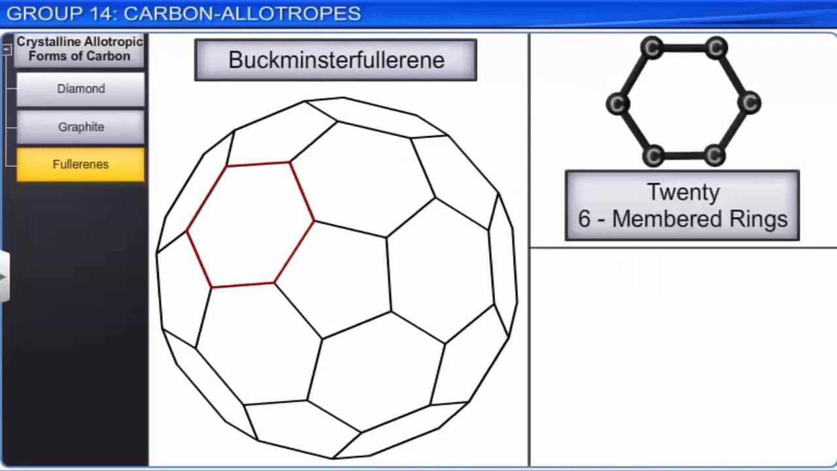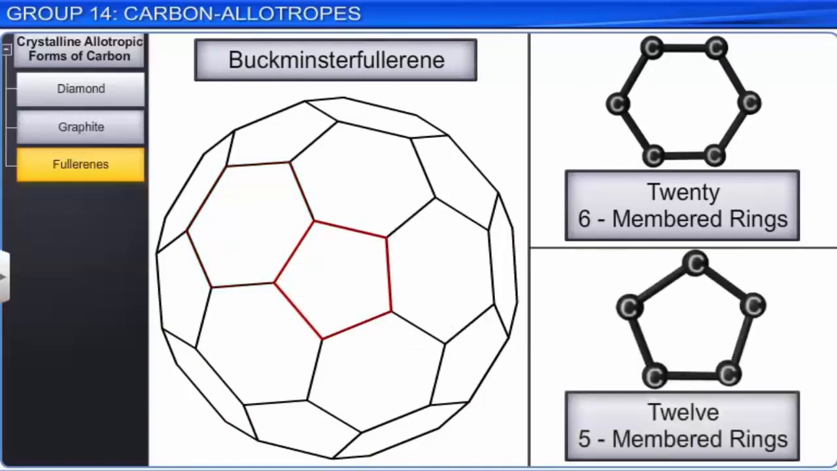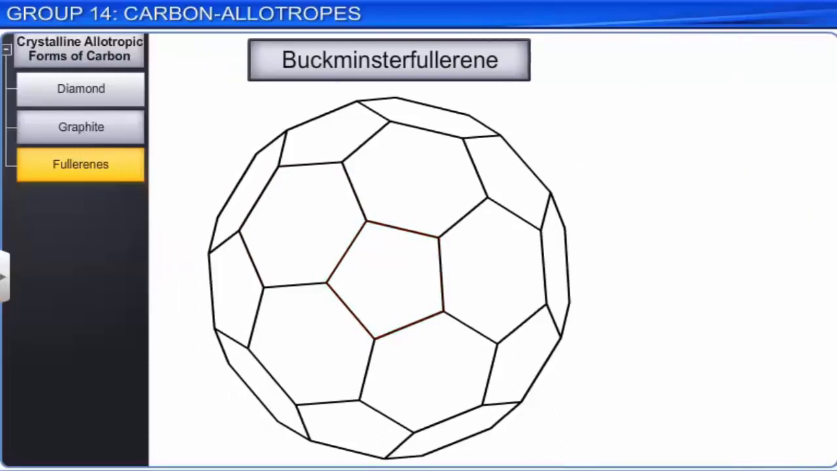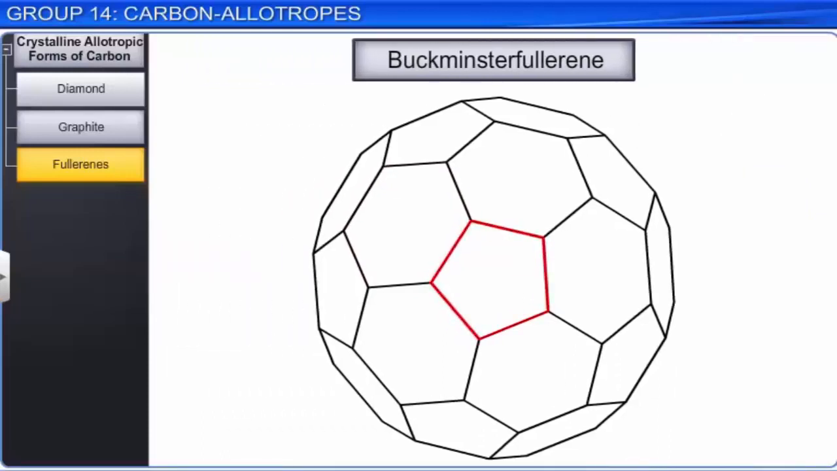It contains 20 6-membered rings and 12 5-membered rings. A 5-membered ring is fused with only 6-membered rings, while a 6-membered ring is fused with 6 or 5-membered rings.